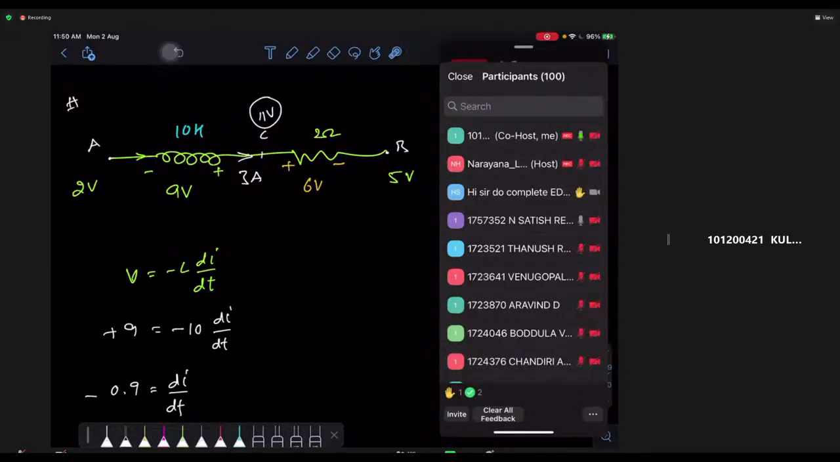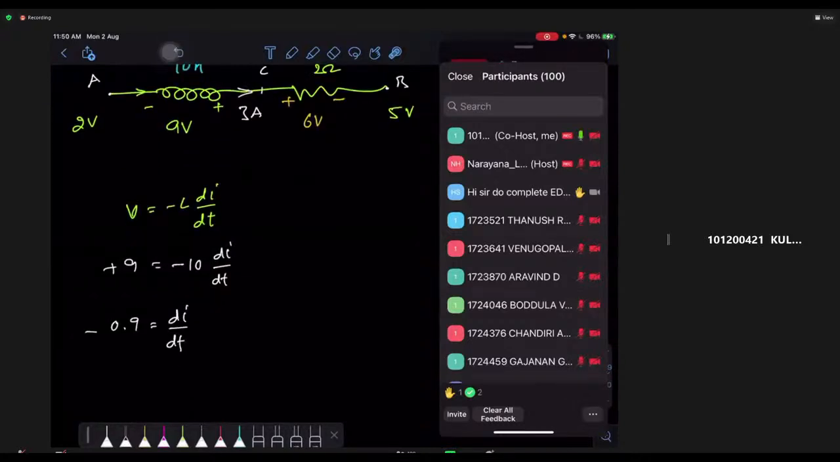Repeat again. Your potential is going to be in the direction of your current. In the direction of current, you're rising or falling. So potential is minus L di by dt. The formula is minus L di by dt. So here it gives me potential as plus 9.